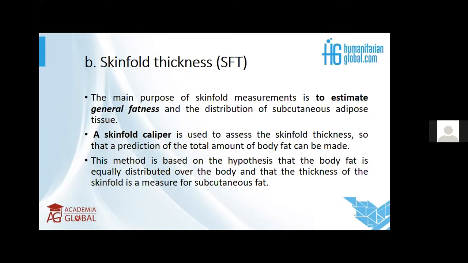Now, this method is based on a hypothesis. We are saying based on the hypothesis that the body fat is equally distributed over the body and the thickness of the skin fold is a measure for subcutaneous fat. Now, because it's a hypothesis, we are just assuming that all the body fat is equally distributed over the whole body.